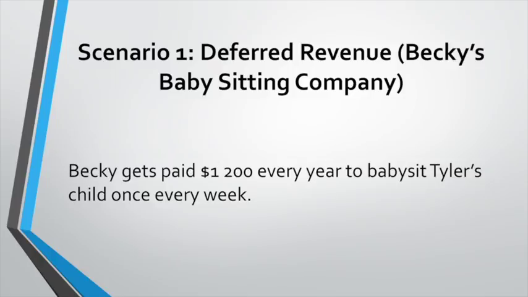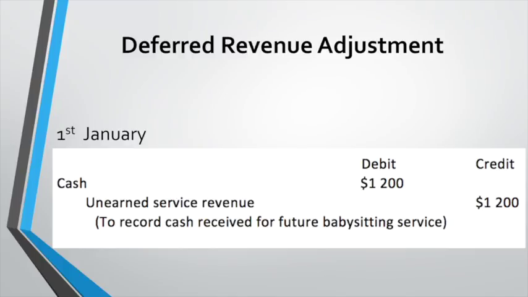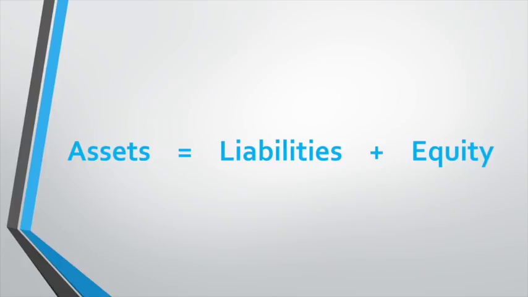Let's look at scenario 1. Deferred revenue arises when cash is received before revenue is earned. For example, Mr. Tyler pays Becky $1,200 once a year to babysit his child every Thursday night. At the time of the payment, Becky has not yet earned the revenue, so she records all $1,200 into a deferred revenue account using the following journal. She debits cash for $1,200 and credits unearned service revenue. So as you can see, Becky's cash account has increased, but her liability account has also increased as she now has an obligation every Thursday night to babysit Tyler's child.